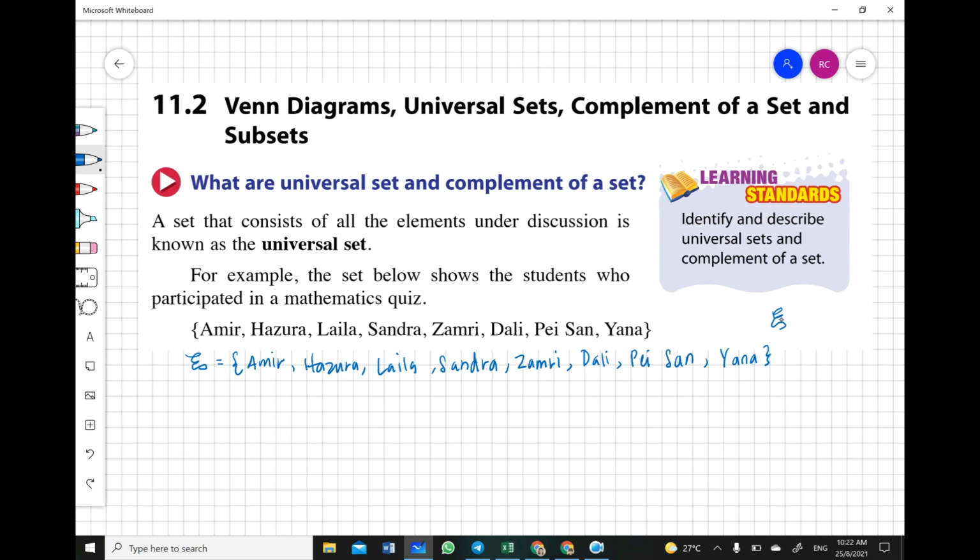Sorry for that. Okay, so among all the students over here, Amel, Hazura, Laila, and so on, of the Mathematics Society. Now, if set A represents the members of the Mathematics Society in the team, I underline them first. They are the members of the Mathematics Society. The others participated in the mathematics quiz. There is a difference. This one is the mathematics quiz. Now I mentioned the Mathematics Society.